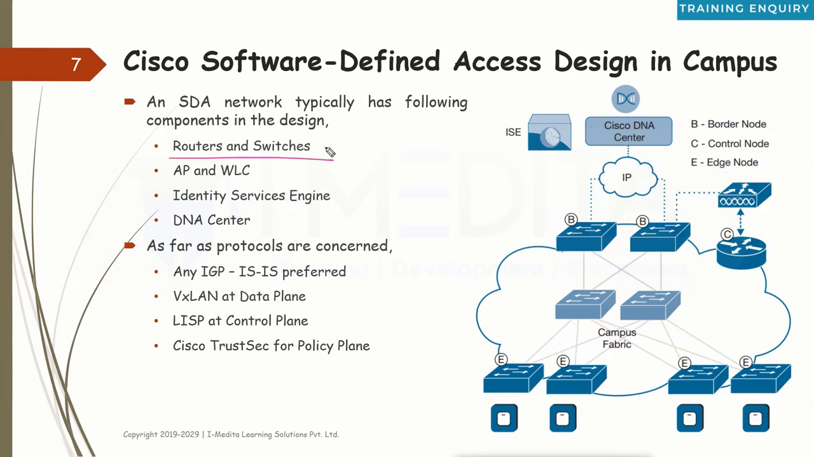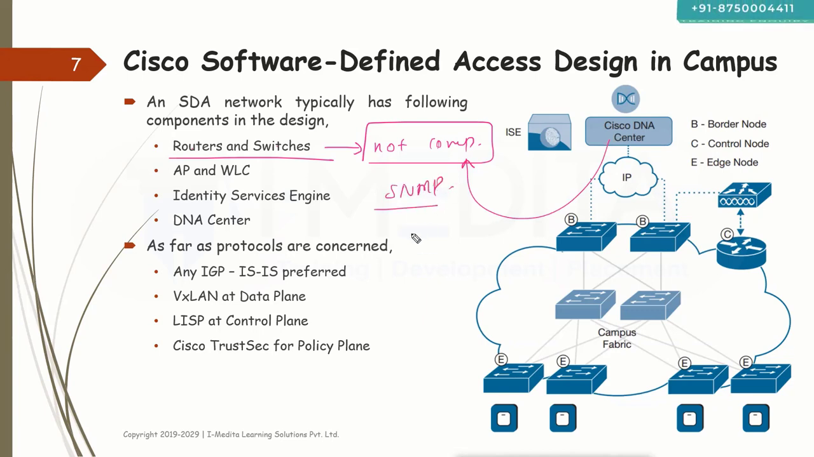Also remember, if your hardware like routers and switches are not compatible in the DNS center, in the SDA solution, still, your DNS center can use traditional protocols such as SNMP, SSH, and we can still get a lot of information on these devices. We might still be able to configure a few things on those devices, but we will not get full advantage of the software-defined access solution in the campus area network.